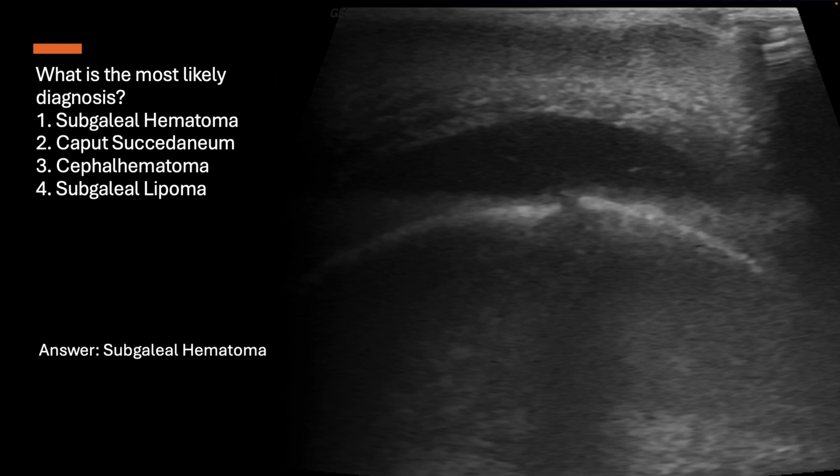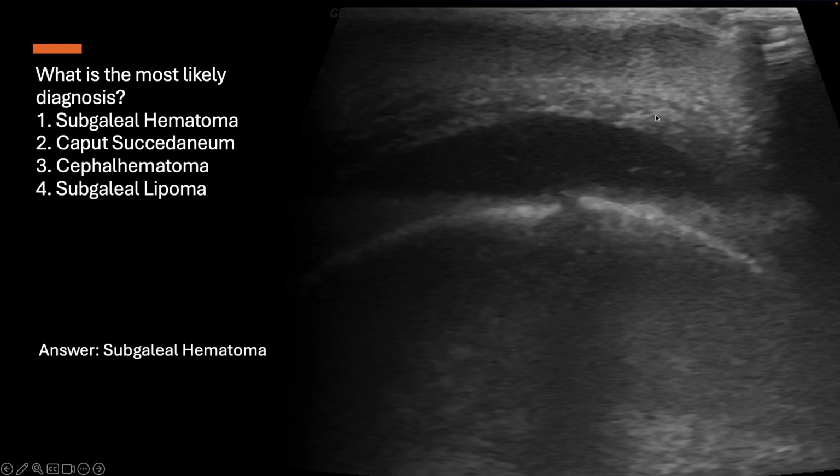Subgaleal hematoma. Let's see how we came to this diagnosis. So first we have to understand what is this image. This is a head ultrasound image. What do we see? We see that there is a collection which is hypoechoic and which is above the skull bones. It is crossing the suture line, and there is some tissue between the bone and the collection, and there is some tissue above it.